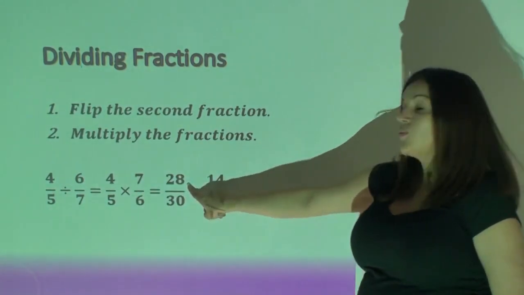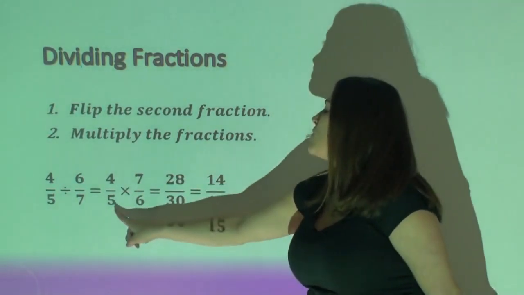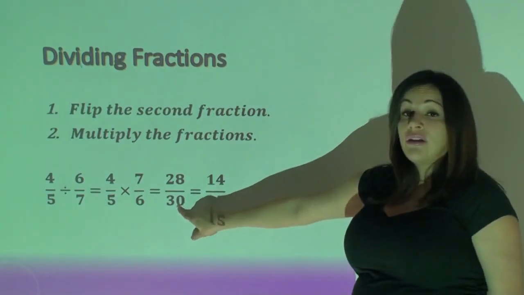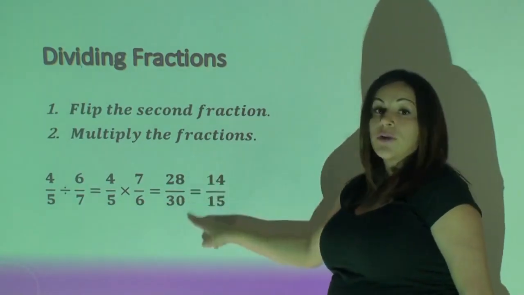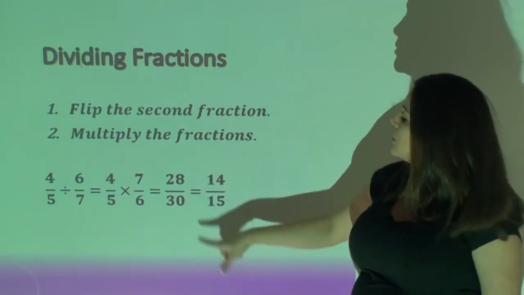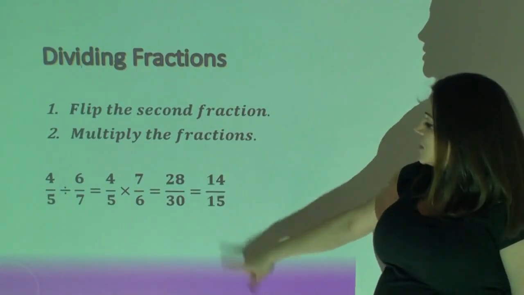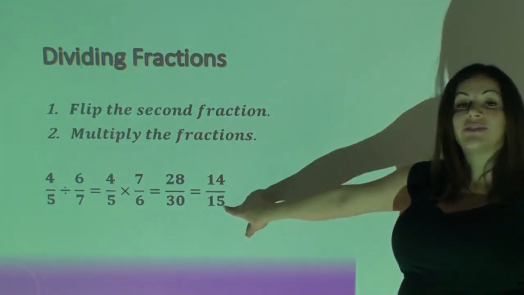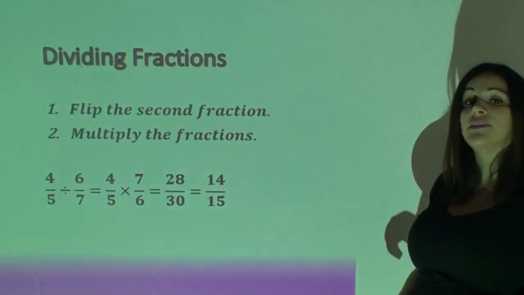4 times 7 is 28. Over 5 times 6 is 30. And remember, we always want a reduced form. You see the largest number that goes into both of these is 2. 28 divided by 2 is 14. 30 divided by 2 is 15. So your final answer is going to be 14/15.